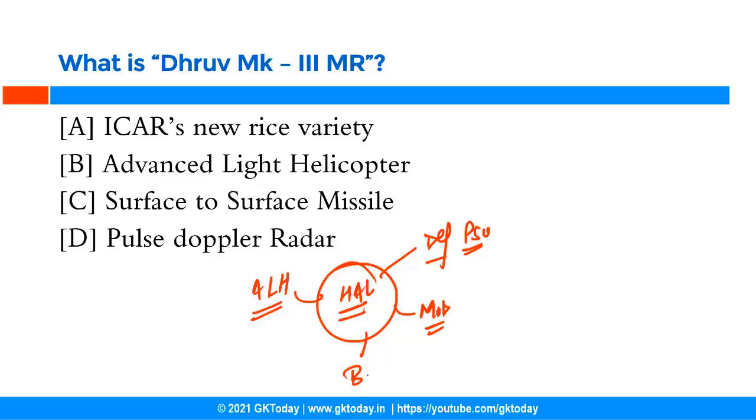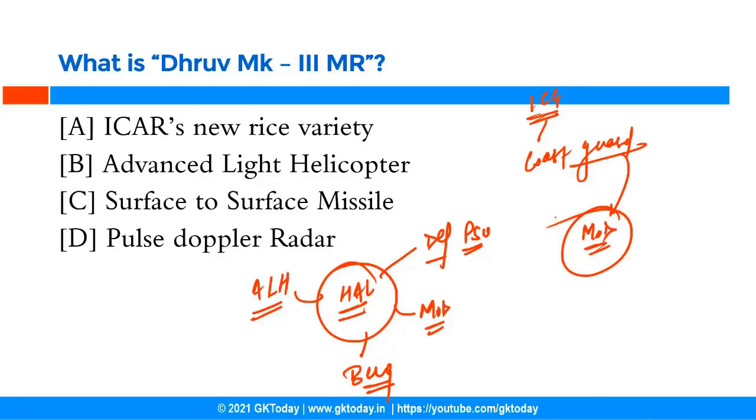Headquarters is in Bengaluru. This helicopter has been tested and now it is to be used by ICG. What is ICG? Indian Coast Guard. Indian Coast Guard are under the administrative control of MOD, that is Defense Ministry. Now please note that for defense procurement we have Defense Acquisition Council, DAC. This Defense Acquisition Council is headed by Defense Minister.